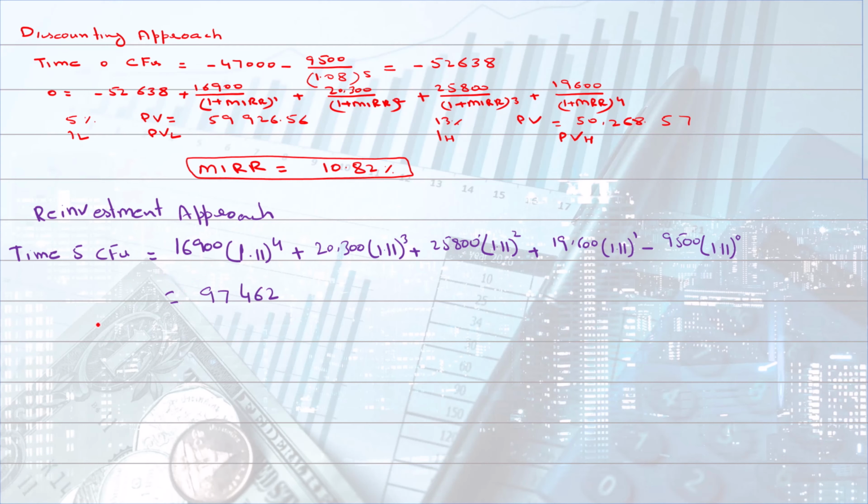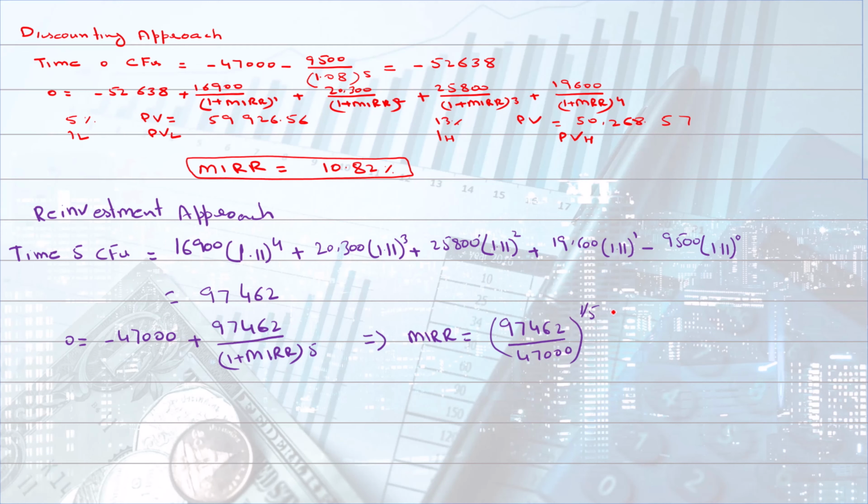So the sum of all cash flows is equal to 97,462. So the MIRR equation using this approach is 0 equals minus 47,000, that is the initial investment, plus 97,462 divided by 1 plus MIRR raised to power 5. By solving this, MIRR is equal to 97,462 divided by 47,000 raised to power 1 by 5, minus 1, and the answer is 15.7%.